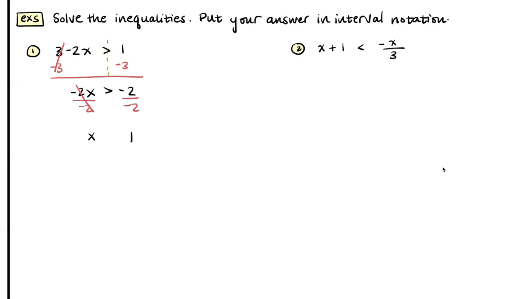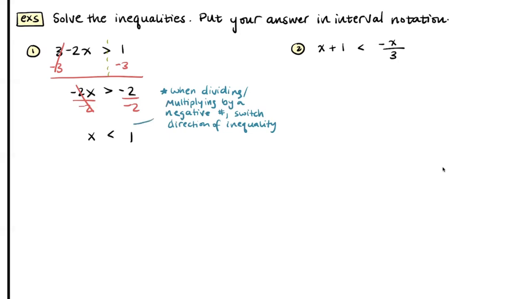However, here's the thing that we've got to remember when working with inequalities: when you divide or multiply by a negative number, remember you must switch the direction of the inequality. So if it's less than, then it becomes greater than. If it's greater than, then it becomes less than. So in this case, this is going to become less than. So that's what's happening right here.